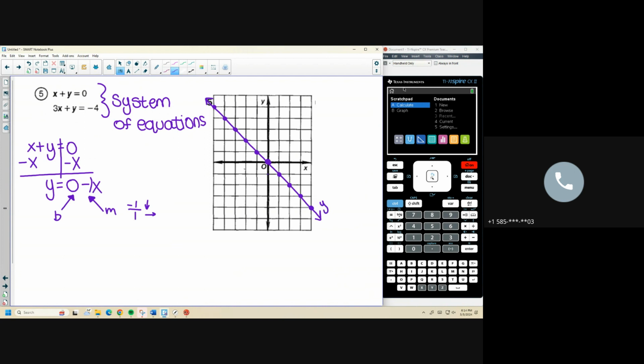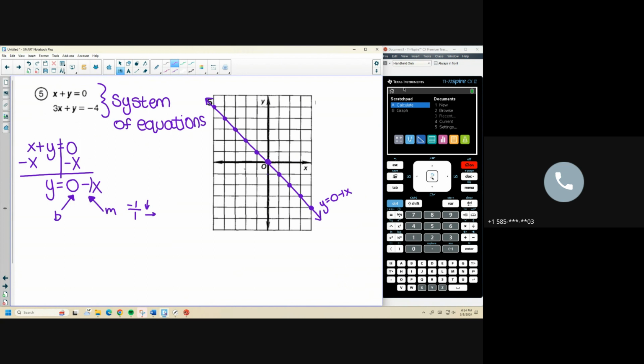And then I'm going to label my line. So my equation, it doesn't matter if you use the rewritten one or if you use the original. I'm going to use my rewritten one. That purple line is the graph of y equals 0 minus 1x.